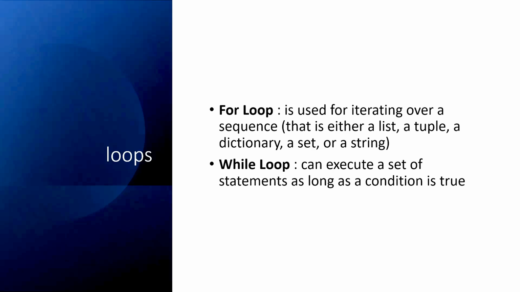Similarly, a while loop can execute a set of statements as long as the condition is true. So in a while loop, you can say while the value of x is 3, keep running the loop. It keeps running till the value is 3. As soon as x becomes 4, come out of the loop. As simple as that.